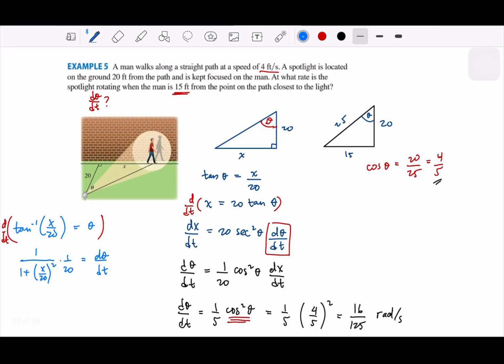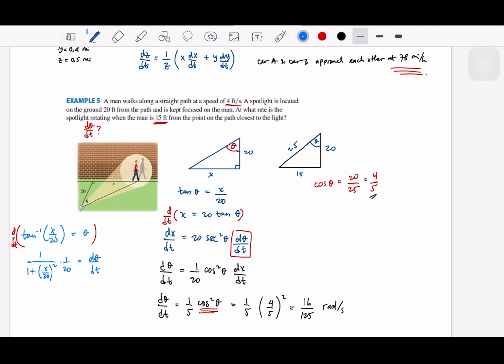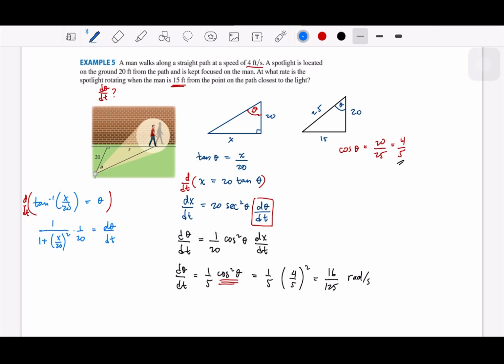Okay, let me check. I think this should be dx over dt, sorry. If you want to check, you can change x into 15, and then check if this is 4, and then equal to 1 over 5. It's going to be similar with this, I think.